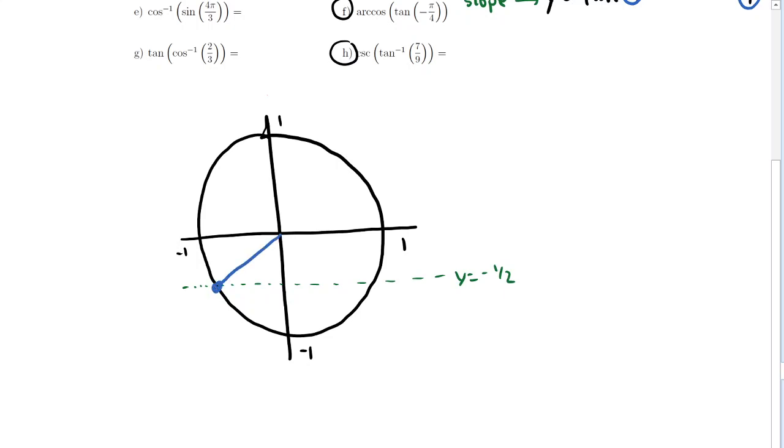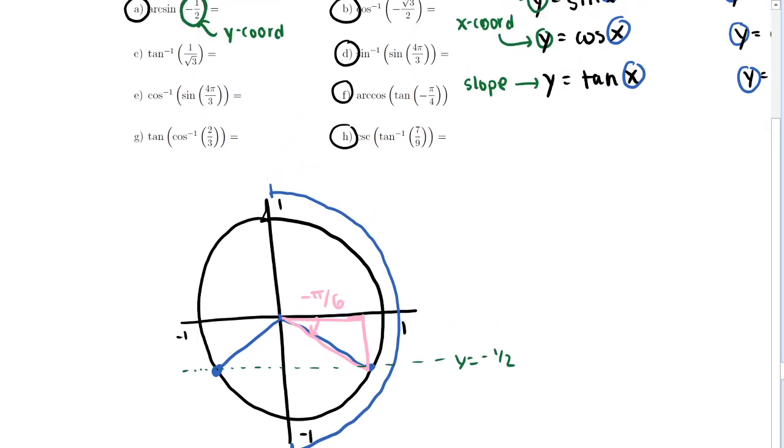So we've got an angle out here, and any angle out here, those are such angles that have a sine value of negative 1/2. But inverse sine only gives back angles between negative pi over 2 and pi over 2. So it's specifically going to be this angle here. Right, so here we've got a 30, 60, 90 triangle. This is negative pi over 6. That's what we get back from arc sine of negative 1/2. It is negative pi over 6.